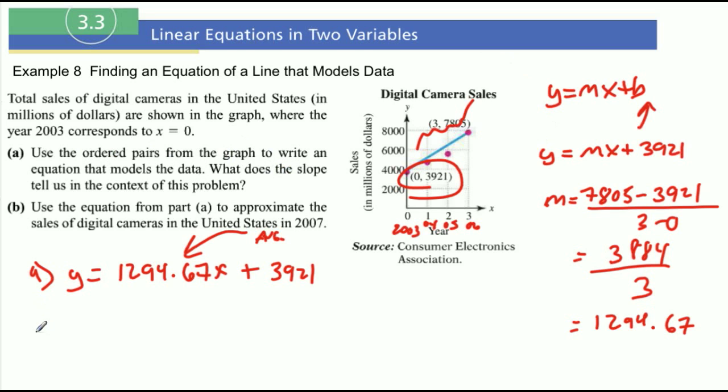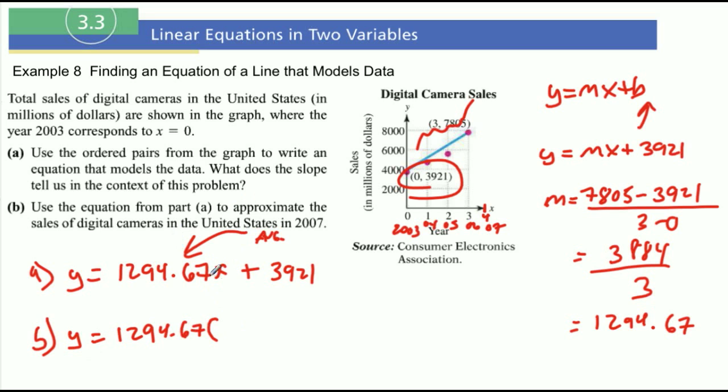Okay? What about part B? Now, use the equation from part A to approximate the sales of digital cameras in the United States in 2007, which is really nice now. So now we have a linear equation. Can we predict something in the future? And we can, right? So if 3 on the x-axis is 2006, then a 4 would mean that's the year 2007. And again, these are the x values, right? So if I plug in 4 for x, that's going to give me my approximation of 2007. So that's what I'm going to do now.